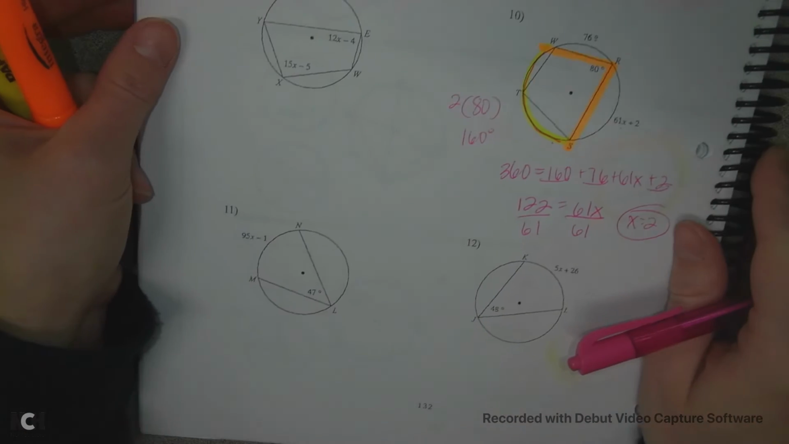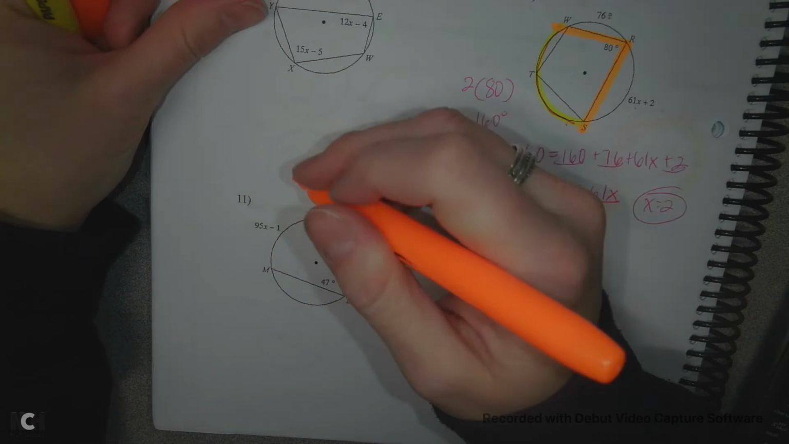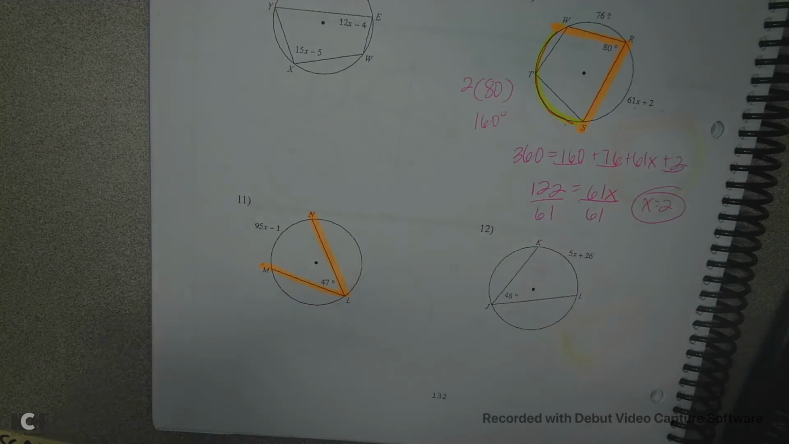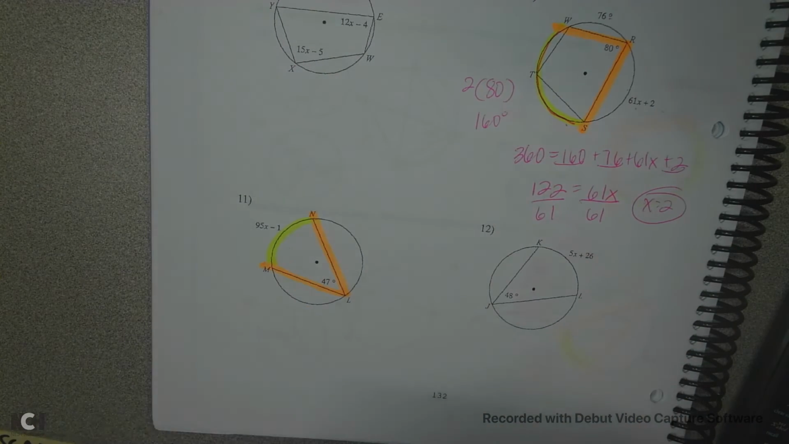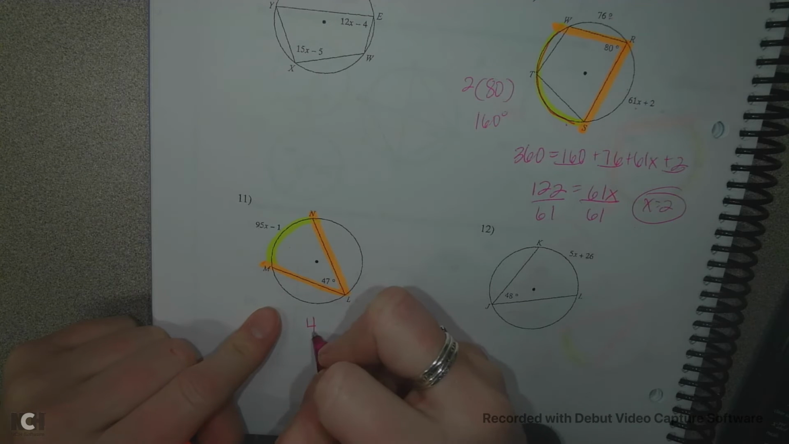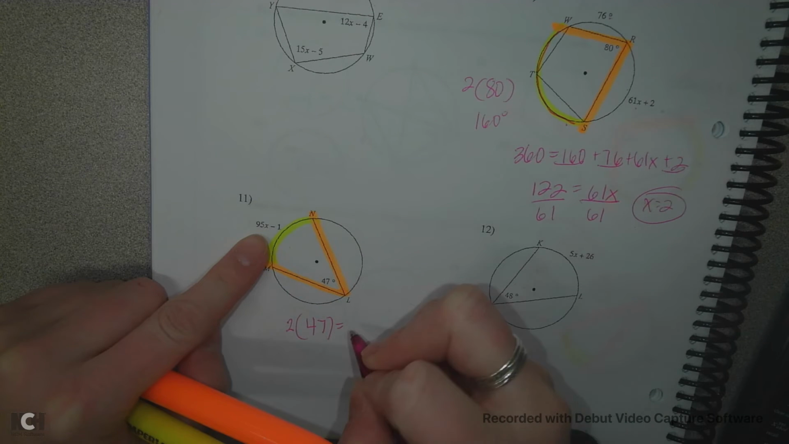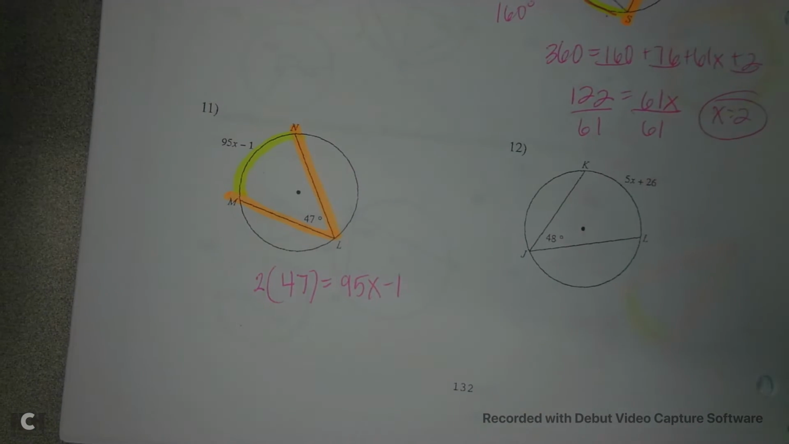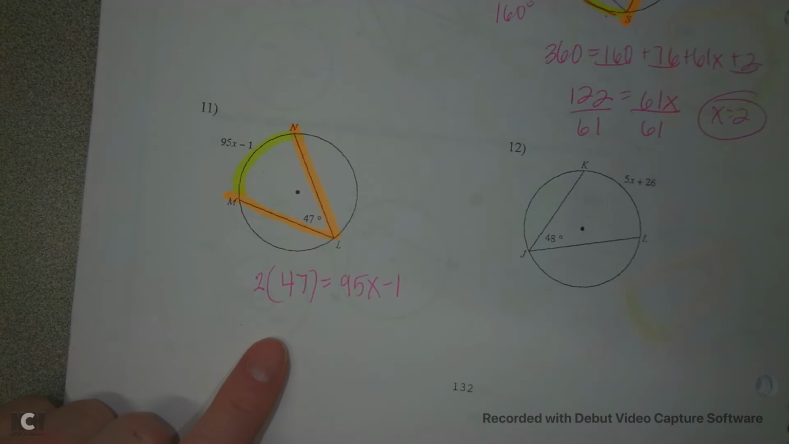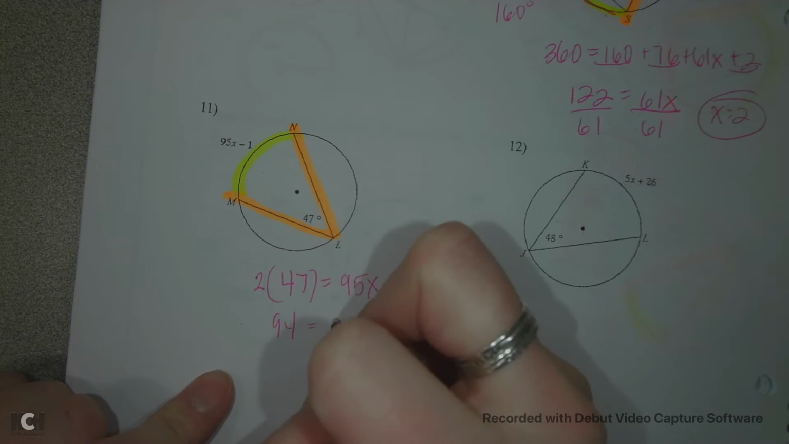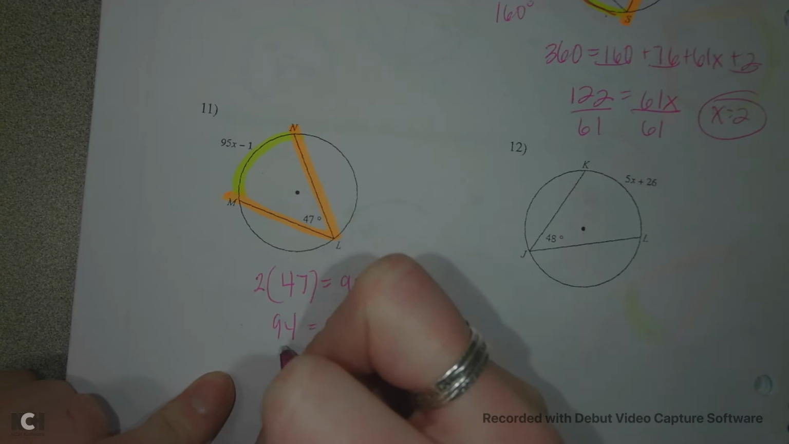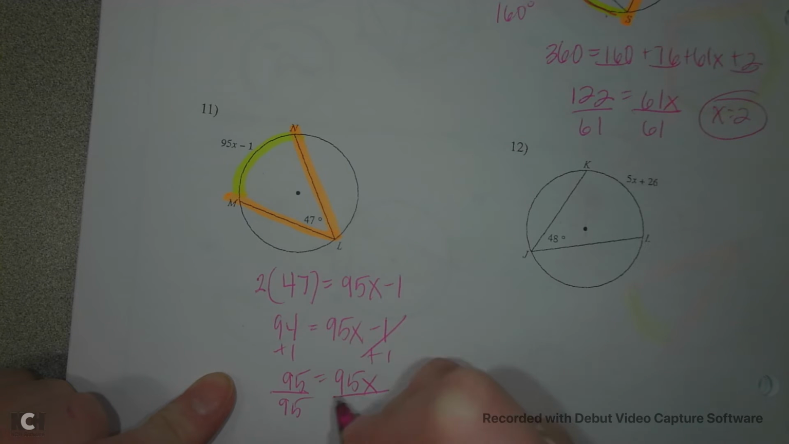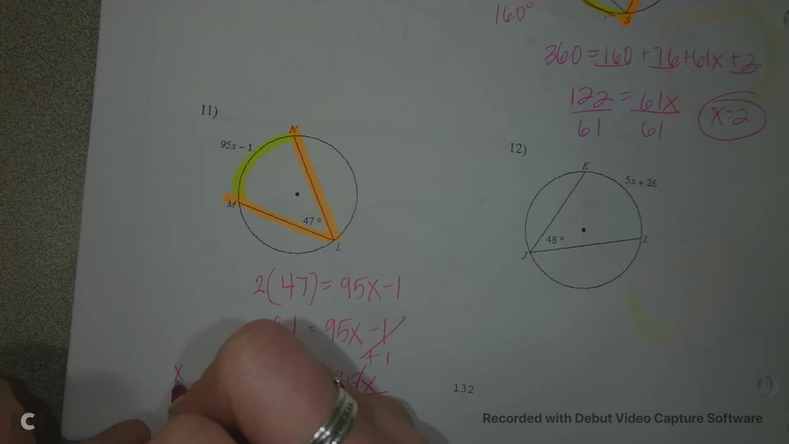Okay, let's do 11. 11, again, I know that this inside arc that goes all the way to the edge of the circle is half as much as the arc that it matches with. Okay, so I know that if I double 47, then that will equal 95x minus 1. So then all we have to do is solve. So 2 times 47 is 94, and that equals 95x minus 1. Add 1 to each side, so 95 equals 95x. Divide each side by 95, and x equals 1.